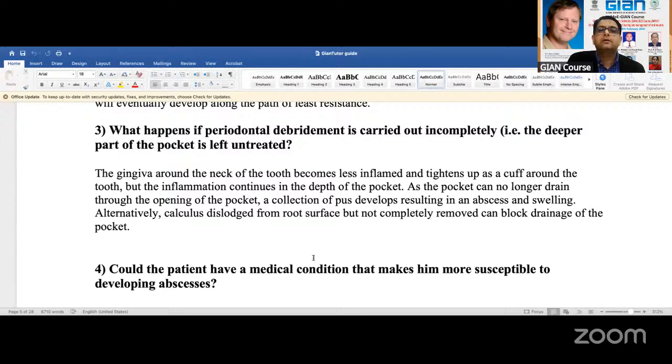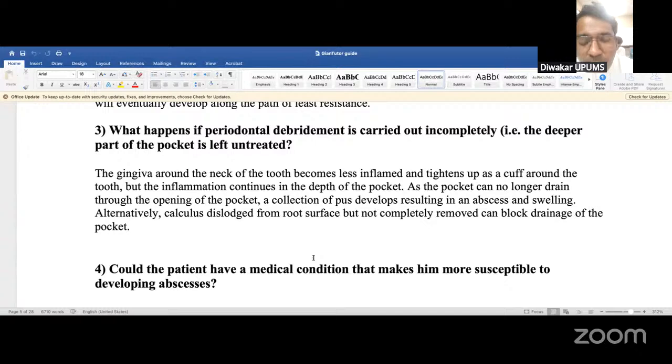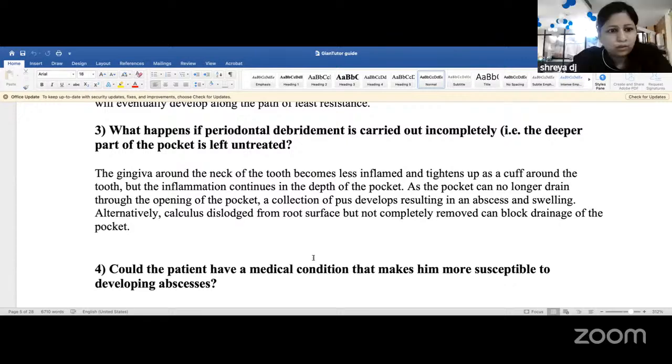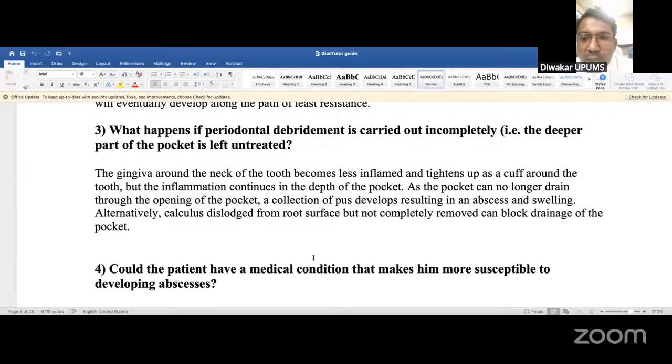Yes, sir. Good morning, sir. Myself, Divakar, from UPMC. Good morning. The medical conditions which make patients more susceptible to abscesses are diabetes mellitus and immunocompromised conditions such as HIV, tuberculosis, patients on long-term steroid usage, and cancer patients who are under chemotherapy. These are the medical conditions in which patients are more susceptible to abscesses.